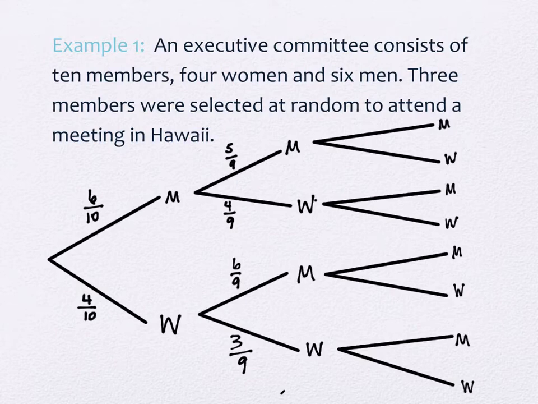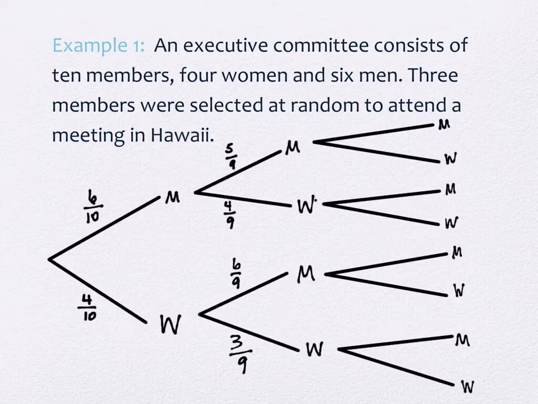But now it depends on the previous 2 picks of names on my probabilities. But one thing is the same for all of them: how many names are in the basket. How many names are in the basket right now? 8. So every denominator along this last set of eight branches right over here is going to have a denominator of 8.